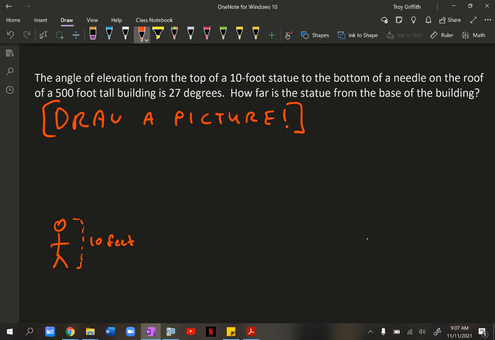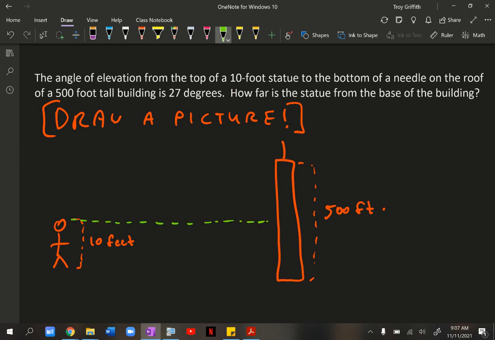Okay, and then we have a building over here. This is obviously not drawn to scale. That has a needle on top of it, and they're telling me, hey, this building is 500 feet tall. Okay, and they say that the angle of elevation. Okay, and all an angle of elevation is the angle from the horizontal up. So if I draw this from here to the bottom of this needle, what they tell me is that this angle of elevation right here, which is this angle from the horizontal, is 27 degrees.